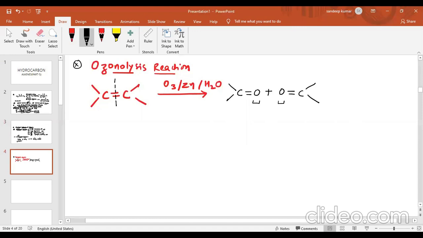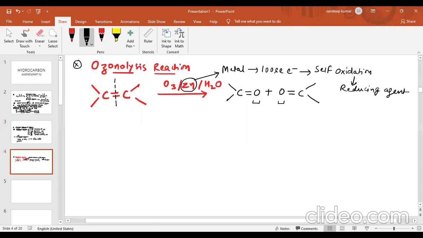And always remember, whenever there is ozonolysis in presence of zinc, zinc is basically a metal. So the metal will lose electrons. Electron loss means self-oxidation. And self-oxidation means it is a reducing agent, a better reducing agent.